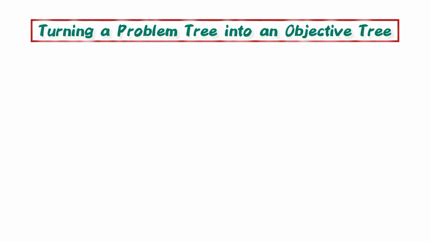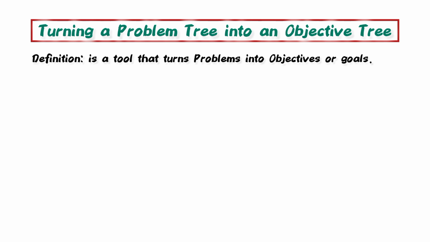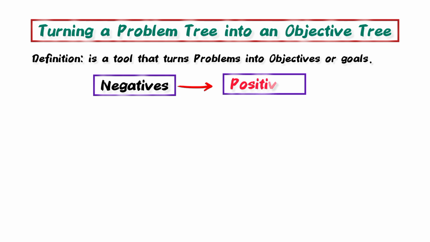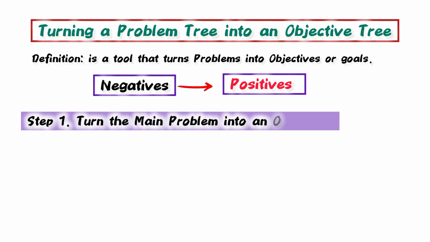So once we have a problem tree, we can create an objective tree. An objective tree is a tool that turns problems into objectives or goals. So it is created by changing negative statements into positive, actionable statements. And this will help in planning solutions and interventions. Here is how we do it with our waste management example.